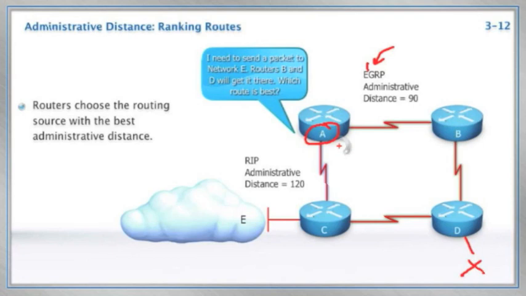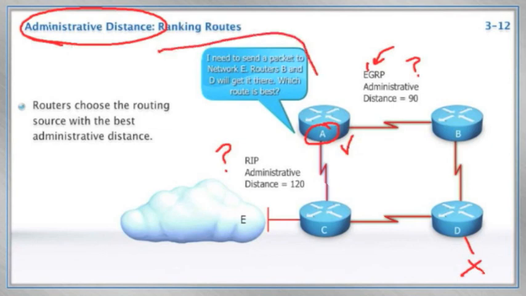who is router A going to listen to? What routing protocol should it listen to? Should it listen to EIGRP or should it listen to RIP as far as how to get to destination X? Well, the router uses a value called administrative distance in order to solve this question. The lower the administrative distance of the routing protocol, the more believable it is. Great job. So it's like a golf score.